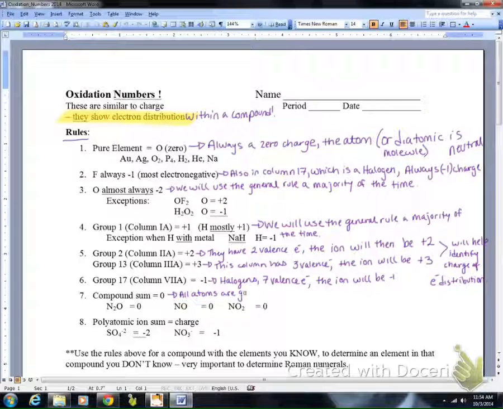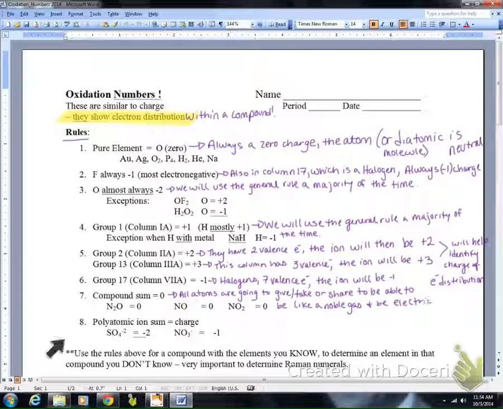When we look at oxidation numbers and totaling, we always want to look at the compound sum. Unless it's shown to us, like in a polyatomic ion, a compound sum is always going to be 0. All atoms are going to give, take, or share electrons to be like a noble gas and be electrically neutral. And so for a compound that's electrically neutral, the oxidation number sum is going to be 0.